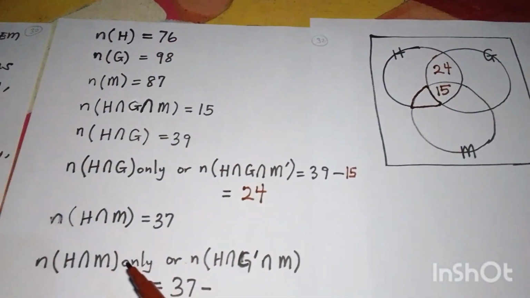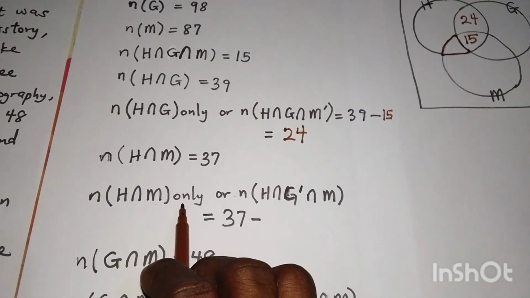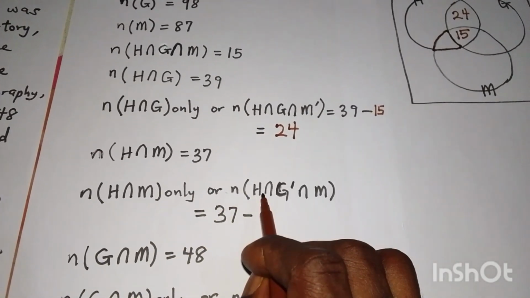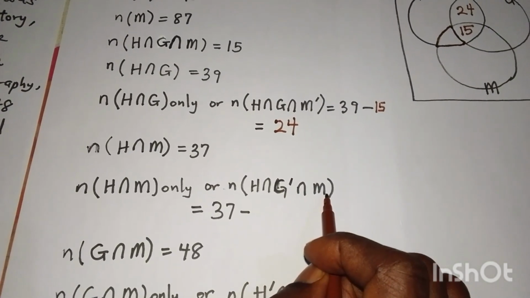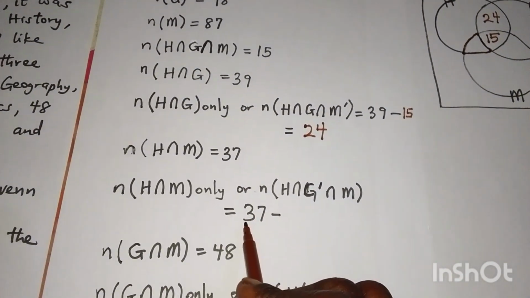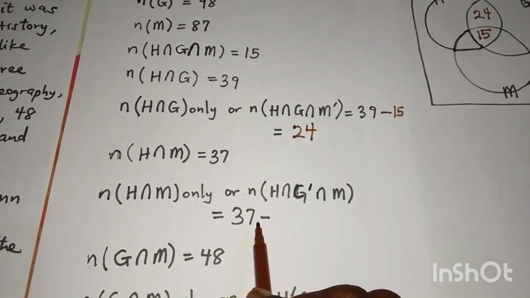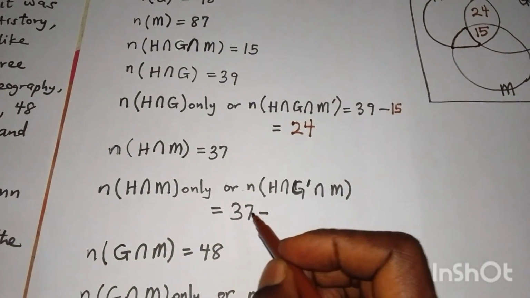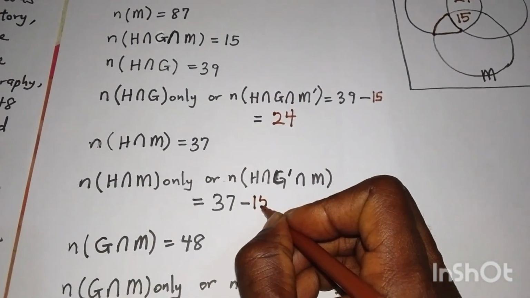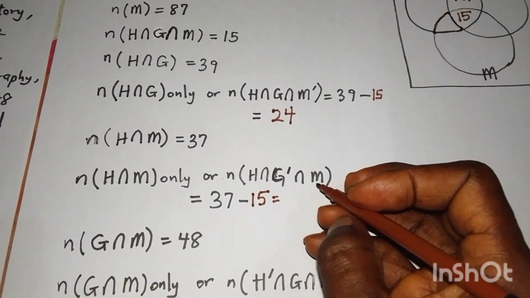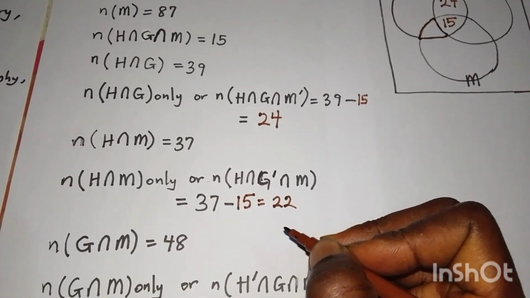Now we can symbolize it as number that like history intersection geography complement intersection mathematics. We are having 37 liking history and mathematics. So those that will like only history and mathematics will now be 37 minus 15 students that like the three subjects. So that will give us what? We are having 22 students.